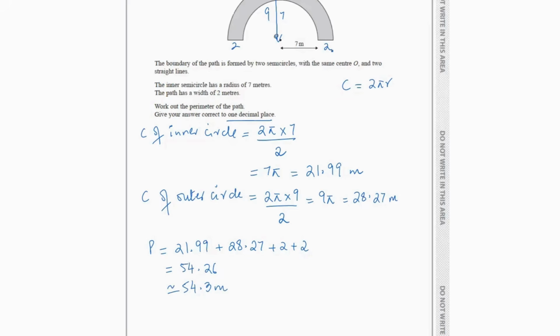So for these type of questions, you need to know your formulas for basic 2D shapes. They can give you a trapezium, they can give you a parallelogram, a compound shape where they've combined rectangles or squares or triangles. They can give you anything.